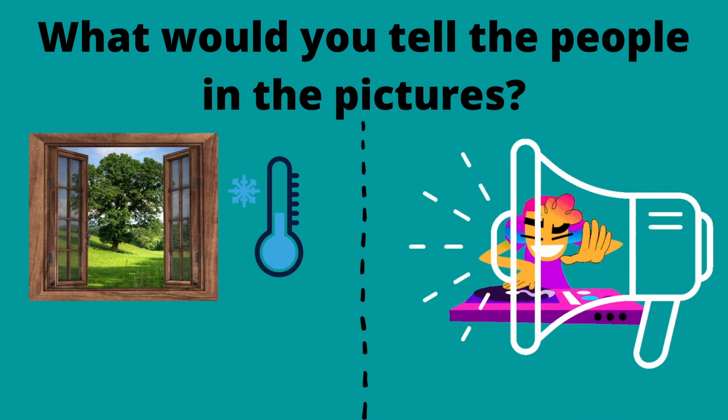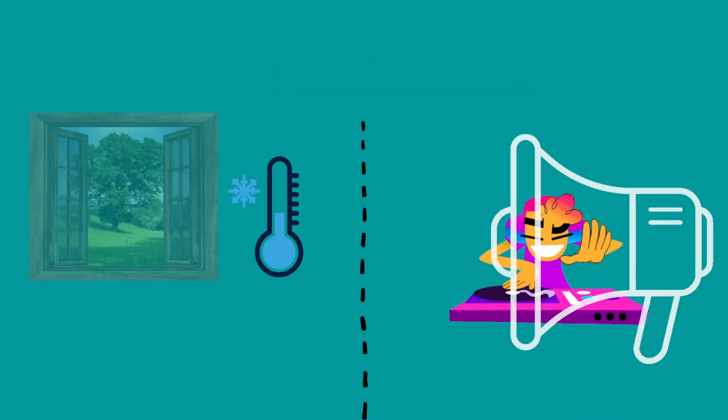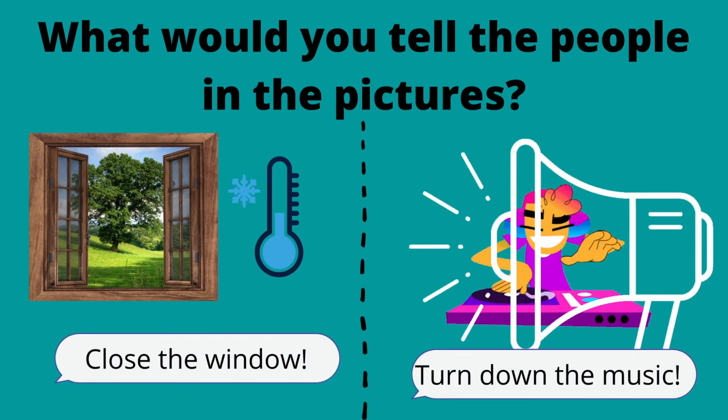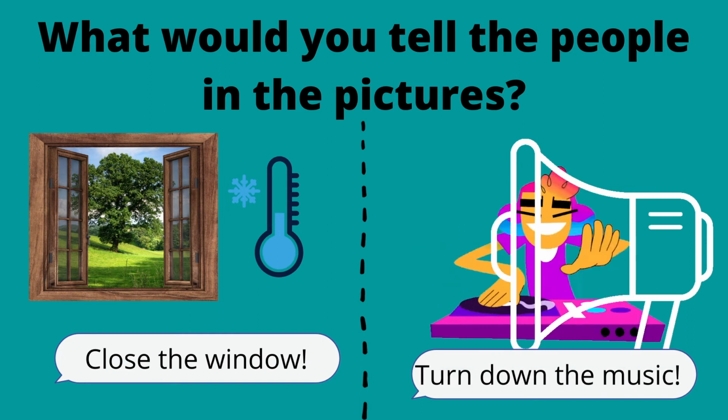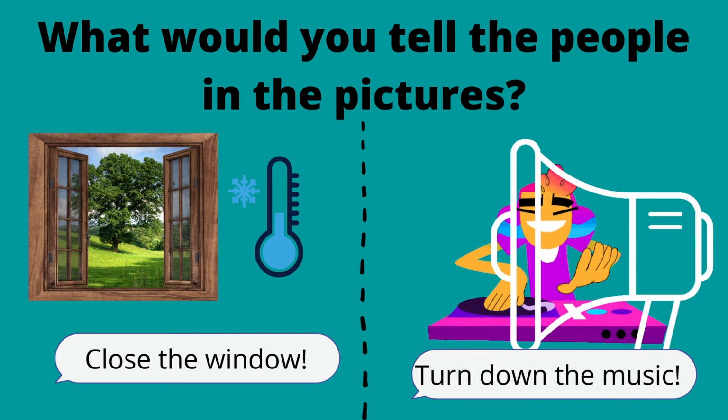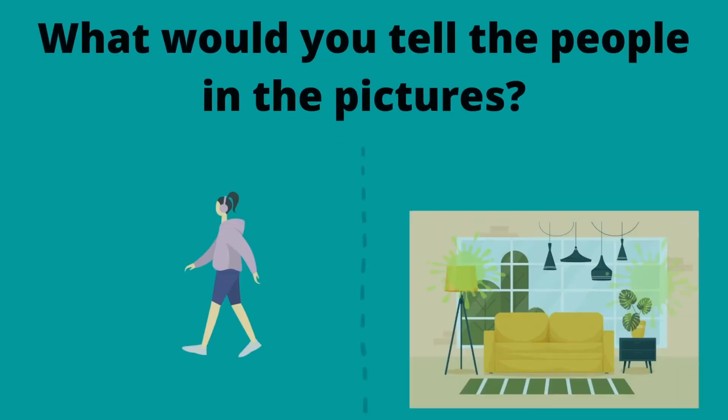For example, you could say the window is open and it's cold, so you want the person to close the window. So you say, close the window. If you want the person to turn down the music, you simply just say, turn down the music.